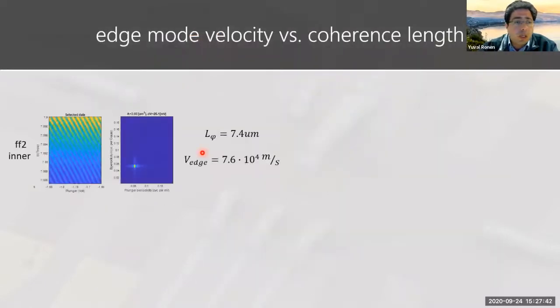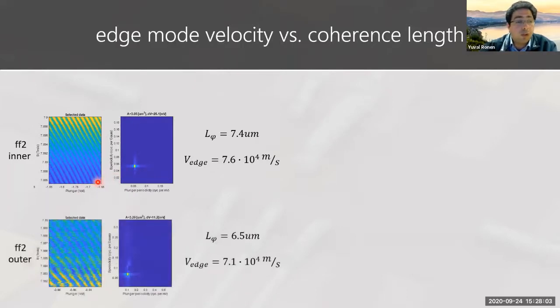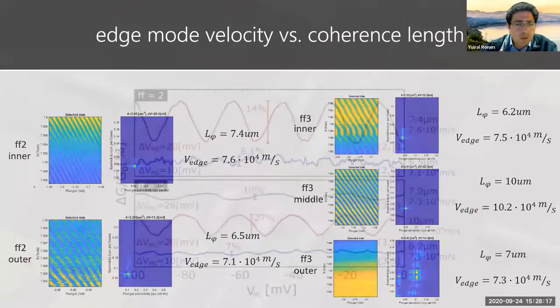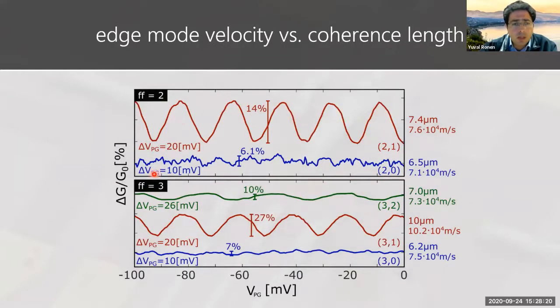Okay, so now, as I said before, this is the Aharonov-Bohm, and this is the 2D FFT, and you can extract from it. I didn't show it here, but if you ask, I can talk about it. We can extract the Fermi velocity of the edge and the coherence length out of these measurements, and we can do it for the inner edge, for example, in filling factor 2, and for the outer edge of filling factor 2, and you can do the same thing in filling factor 3. In filling factor 3, you have 3 edges. So it's a lot of measurements, and I tried to sum it up in these 2 panels.